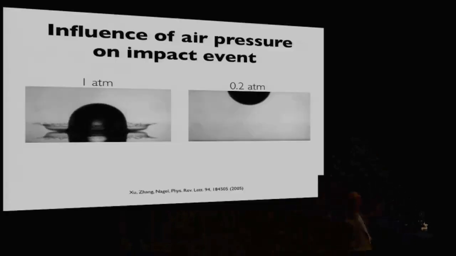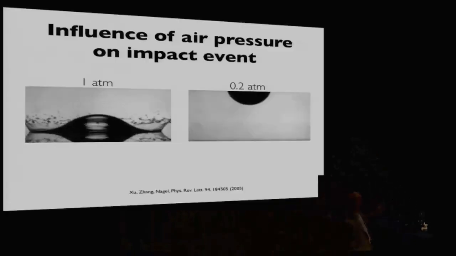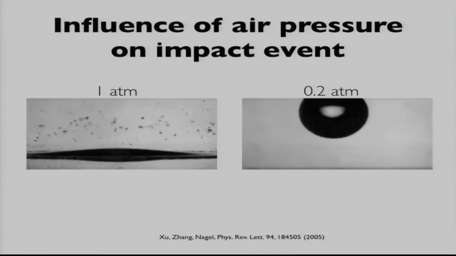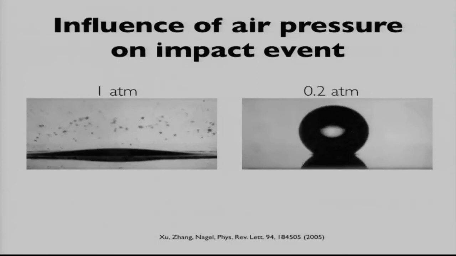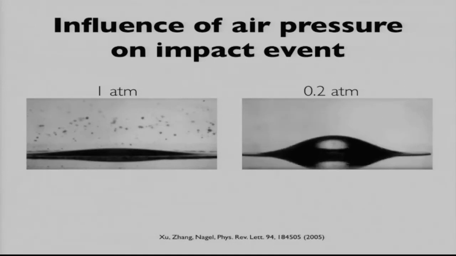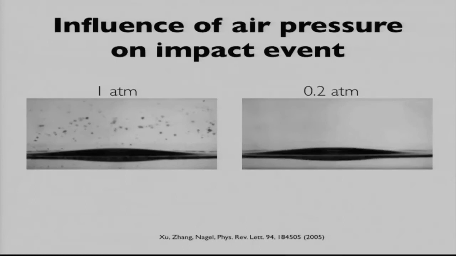There's a big difference. So here you see impact of a droplet on a surface under one atmosphere, so with air. And once you take away the air, you see very different behavior. So here you had a splash, whereas here on the right-hand side, you don't see a splash at all. So why is this coming? You see that indeed air is crucial for the splash generation. And the question is why?